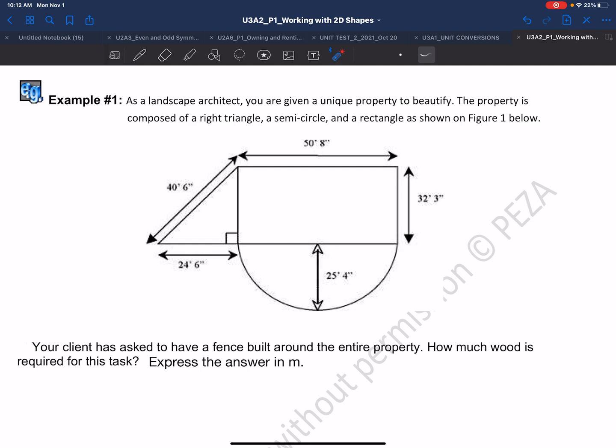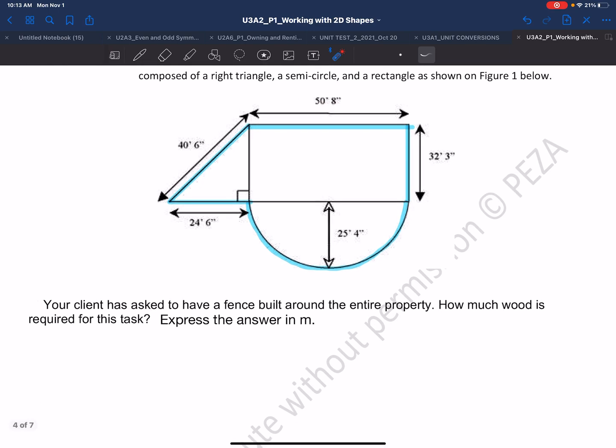So we're going to get started by examining the shape. We want to highlight the parts that will require fencing. So we have this one here, 2, 3, this length 4, and then we'll have the semicircle right here. Now, as you can see, the measurements are given in combination feet and inches. So when we find the perimeter, I'm going to add all the lengths and say that we have 40 feet and 6 inches. So that's this one.